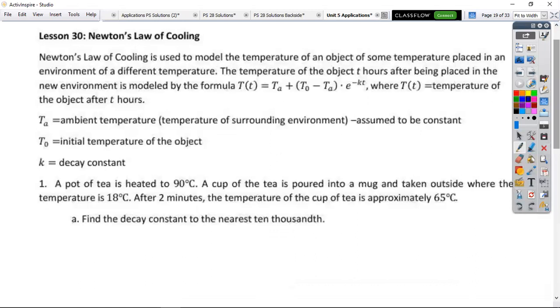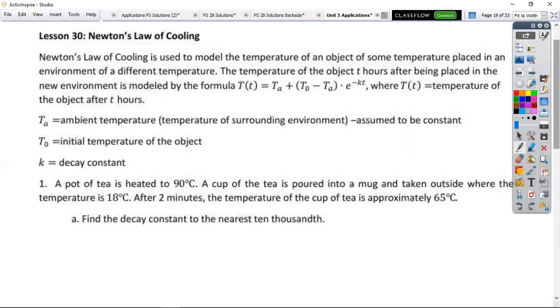All right. So this is another nice application to show you how what you've been using with your logs and your e's can be applied to a real life situation. So this is Newton's law of cooling. This is, yes, a scientific application. This is used to model the temperature of an object of some temperature placed in an environment of a different temperature. So we do heating and cooling with these.